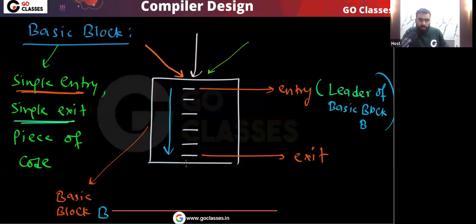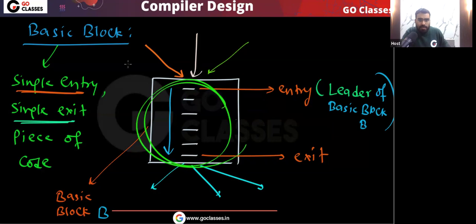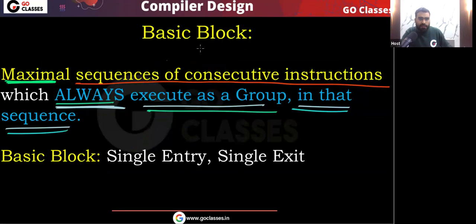Now remember, of course, you can exit. You can either execute this instruction, or you can execute this instruction, or this instruction. Everything is fine. Is this clear? But this must be single entry, single exit. And this entry node is called the leader of the basic block. So this is the definition of basic block.